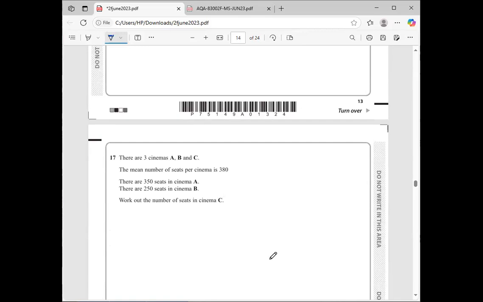Okay, let's just look at this one. It says there are 3 cinemas, A, B, and C. The mean number of seats per cinema is 380.